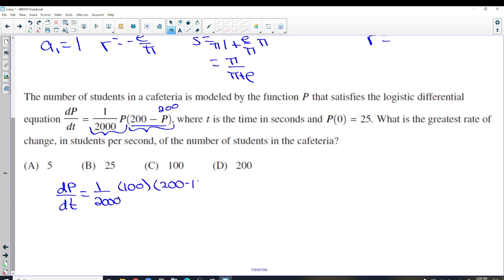So 200 minus 100. That should give you the biggest value of the rate. Well, 100 times 100 is 10,000. It's 4 zeros over 2,000. So we're looking at 5.